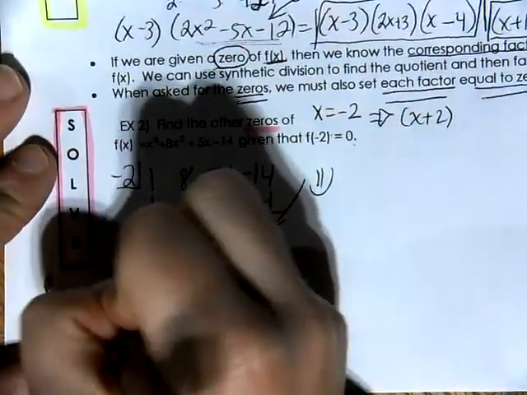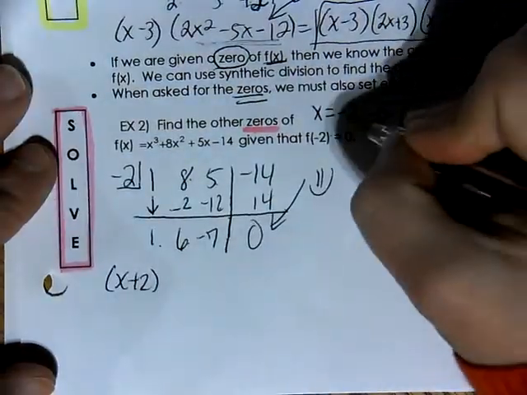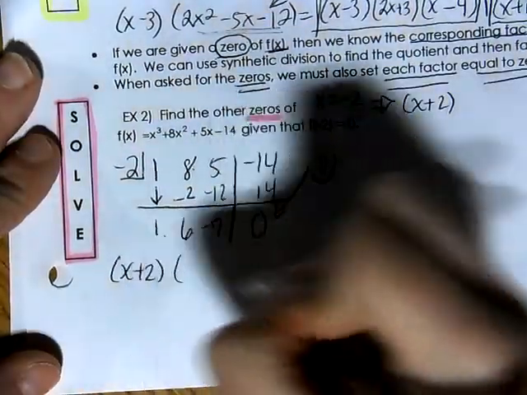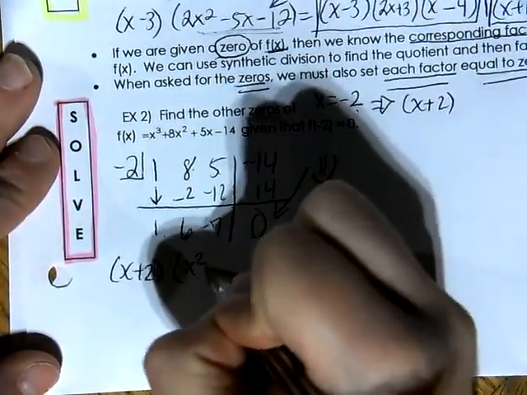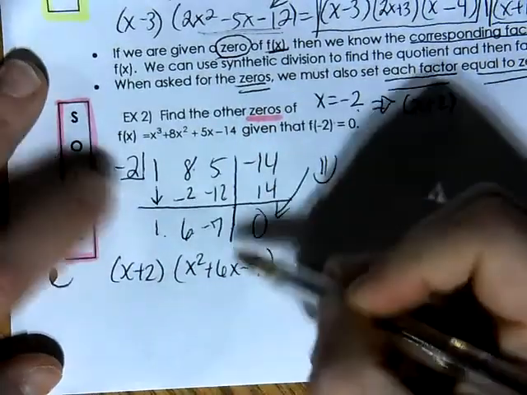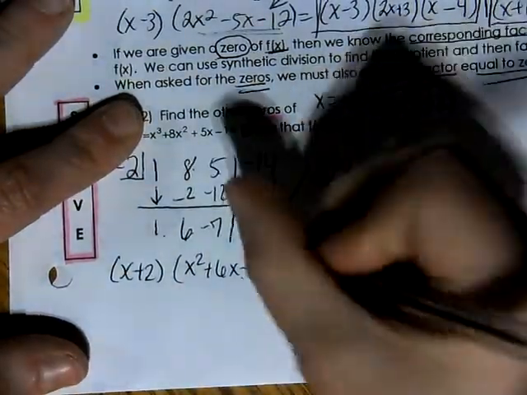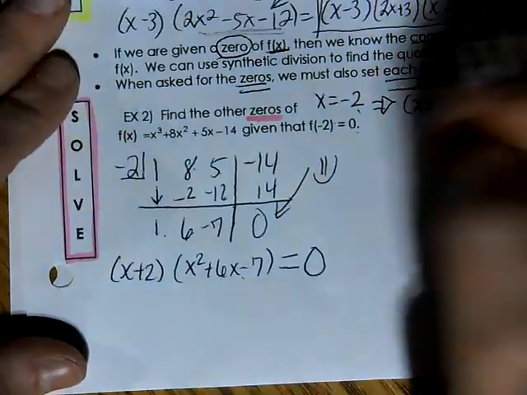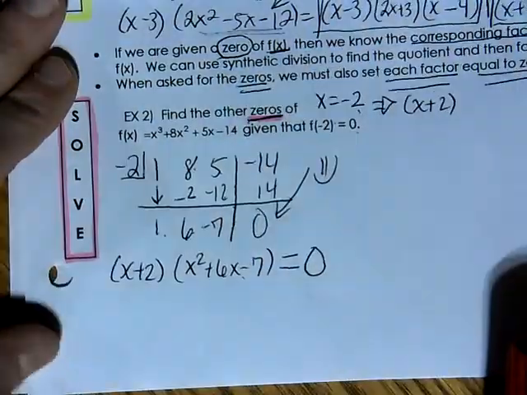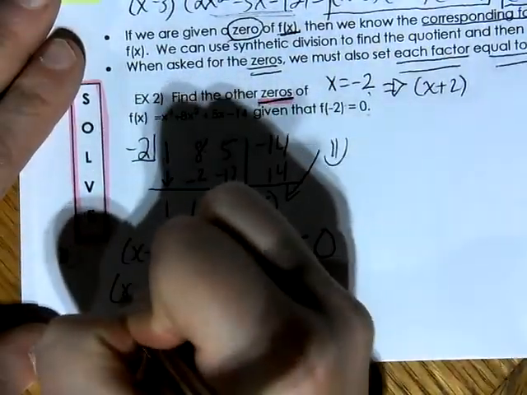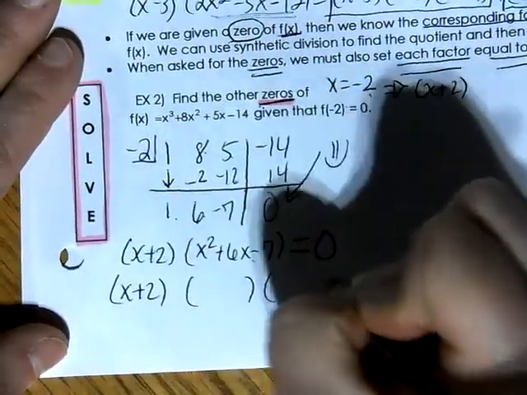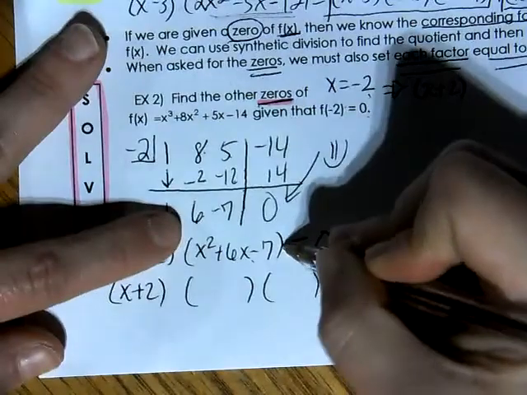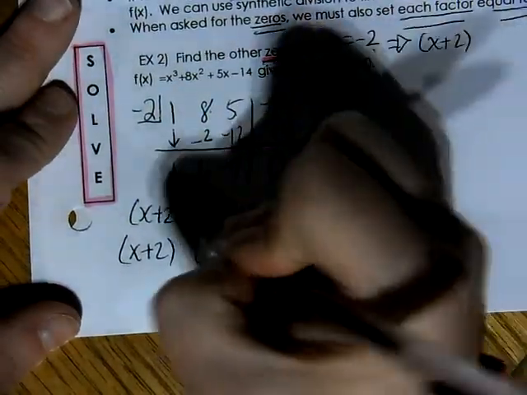So I'm going to write x plus 2 because that's where the negative 2 came from. And I'm going to write down x squared plus 6x minus 7, so 1 degree less than what I started. But this time, I'm going to make it equal to 0 because I'm trying to find the zeros. So far, I have x plus 2, and now I need to break this quadratic down into 2 more parentheses.